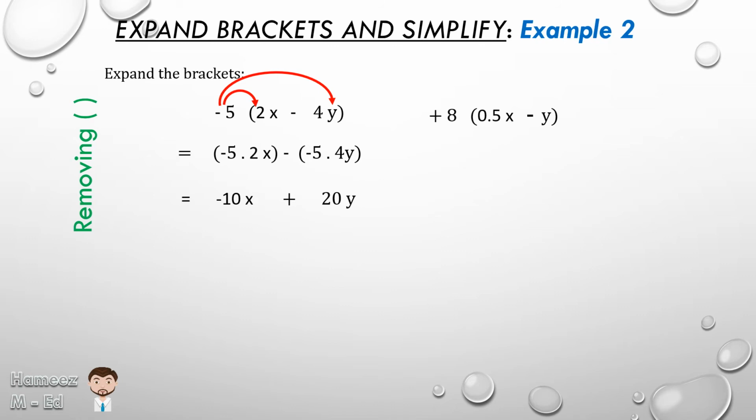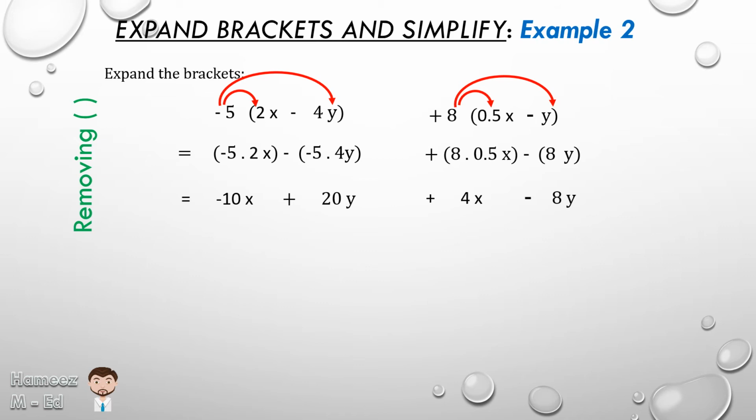So we go to the top right hand side and do multiplication there. So we put the curves to show that, and then we say 8 times 0.5x minus 8 times y. And that will give us 4x minus 8y.